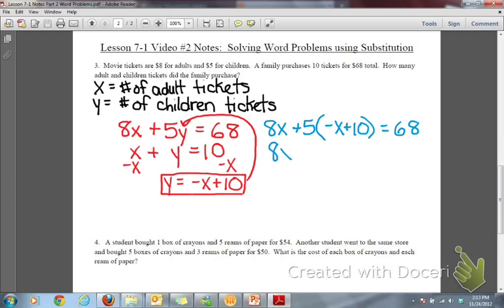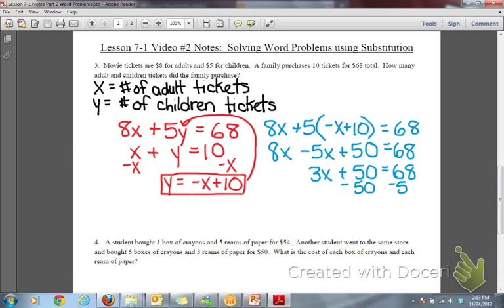Alright, so then we distribute. This will be a negative 5x and a plus 50, right? Equals 68. Okay, and then 8x minus 5x is 3x plus 50 equals 68. Just solving for x here, minus 50. So 3x equals 18. Well, this will be nice. Divide by 3 and x equals 6.